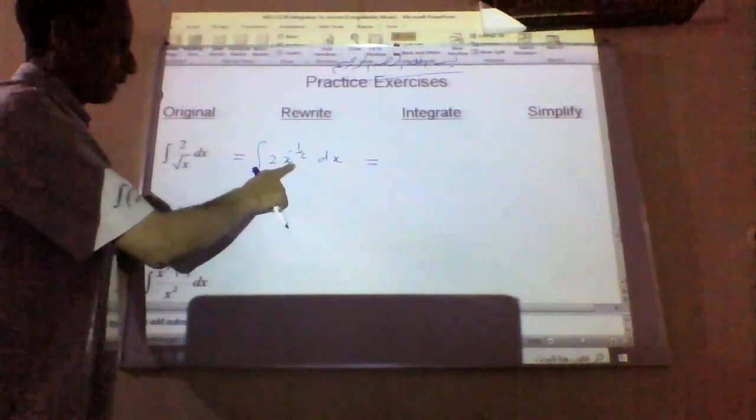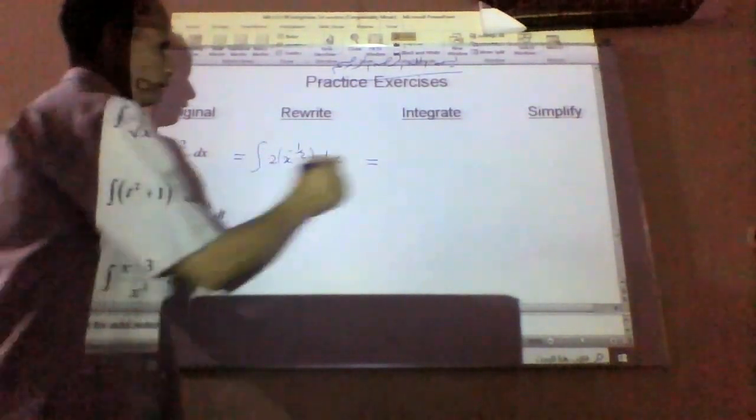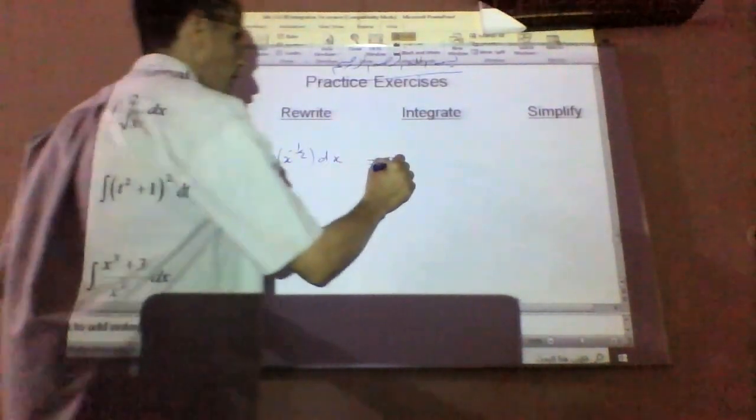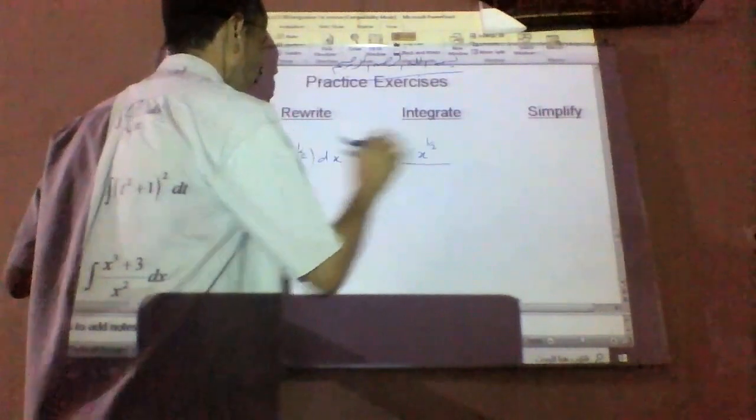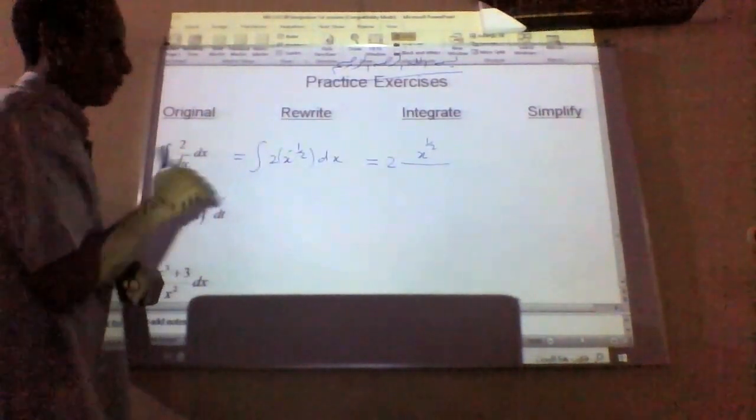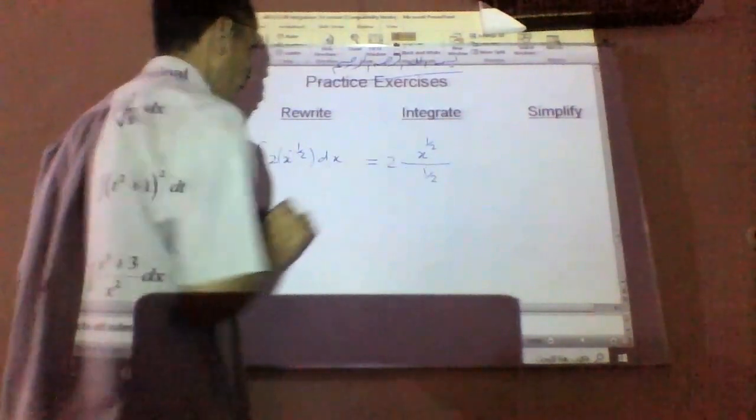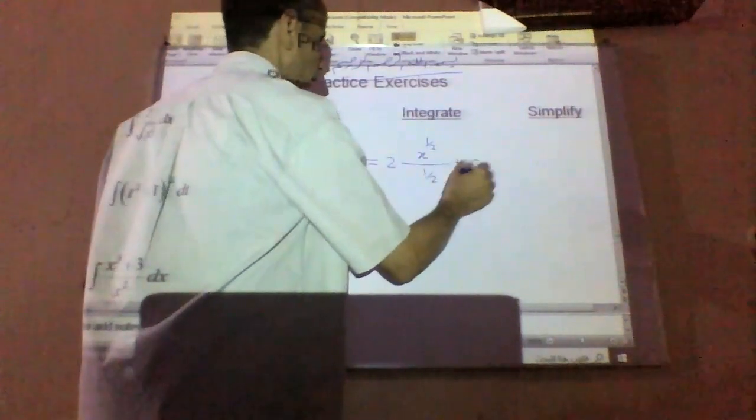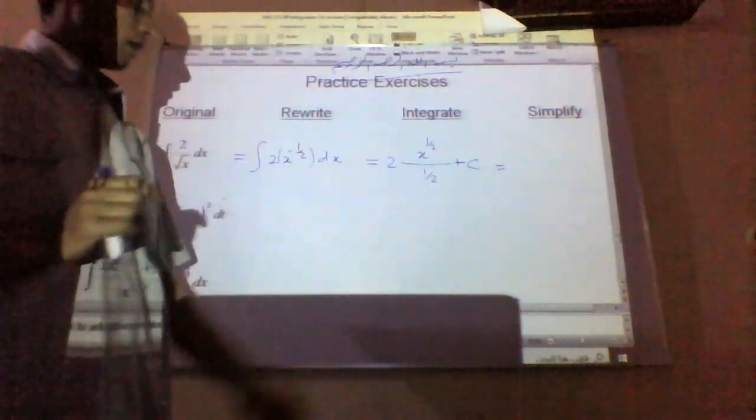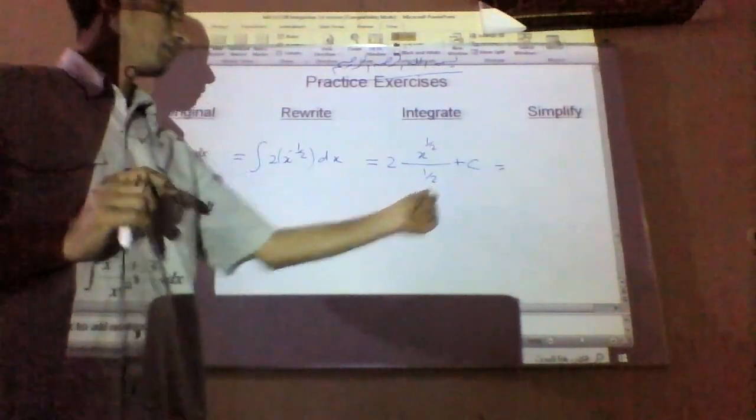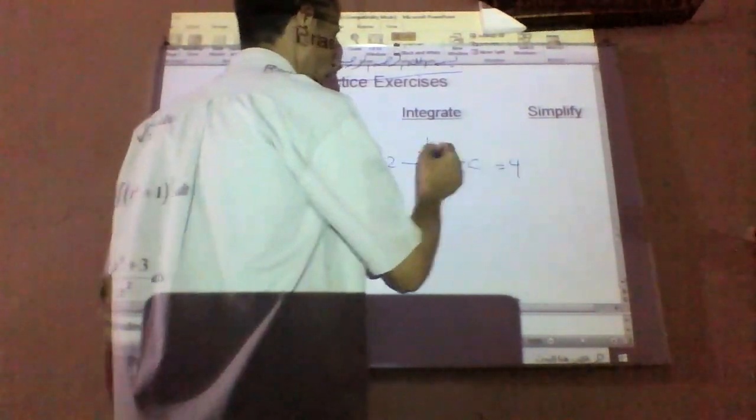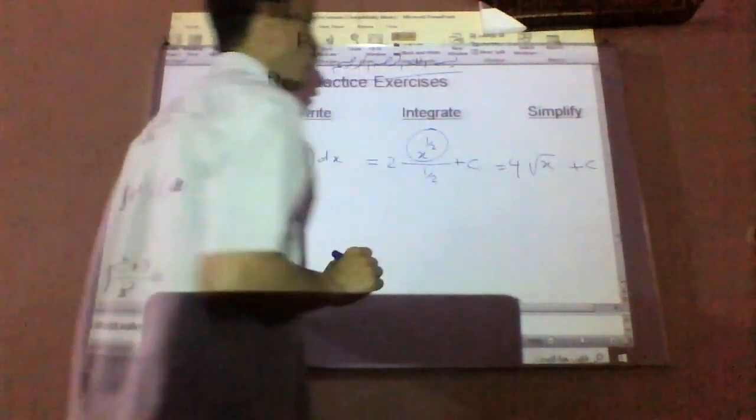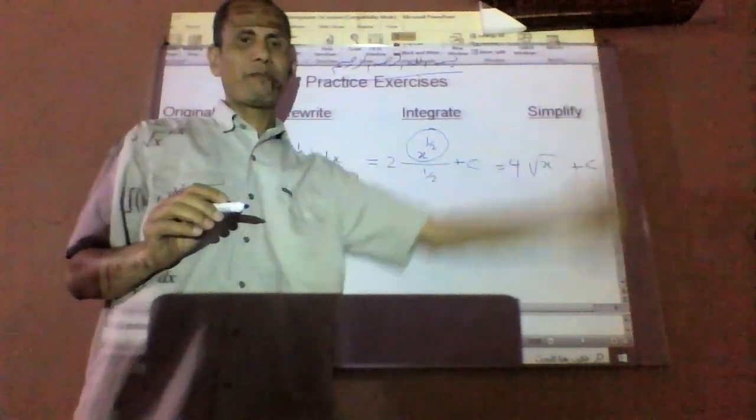Now we have a constant multiplied by a function. So the constant is outside the integration, and integrating x power negative half will be x power half, by adding 1 to negative half, it will be half. Dividing by the new power, which is half, and adding the constant. Now we have to divide it by half, it means 4. And x power half means square root of x, plus c. Now we get the simplified form of the integration.